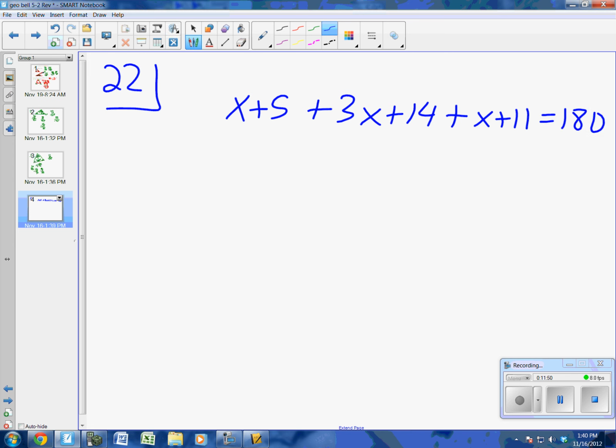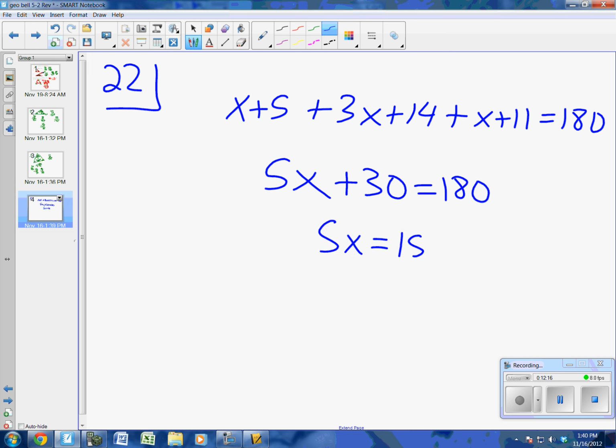Is that it? And then we can shorten it kind of like Isaac did. He kind of did it in his head, though. x, 3x, and x makes how many? 5x. And 5 plus 14 plus 11 makes 30. And so we solve that equation, right? Minus 30. And we get 150 divided by 5, and we get 30.